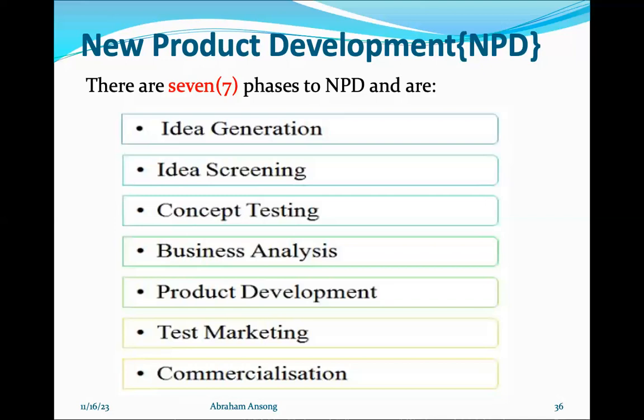All right, so these are the 7 phases to new product development: idea generation, idea screening, concept testing, business analysis, product development, test marketing, then finally you go into commercialization.